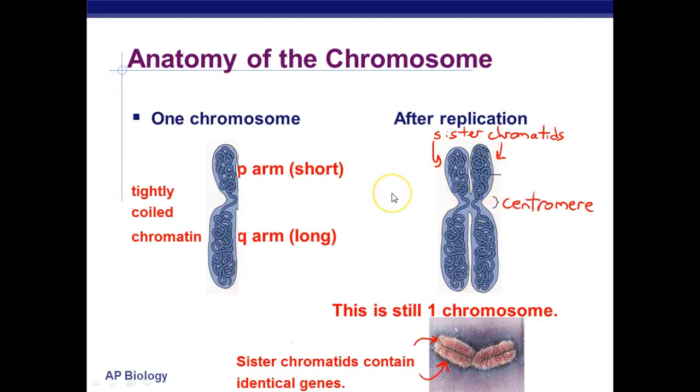These sister chromatids would have identical genes. They're basically just clones of each other. But as we'll see in the next video, pairs of homologous chromosomes at this point can actually trade genes.